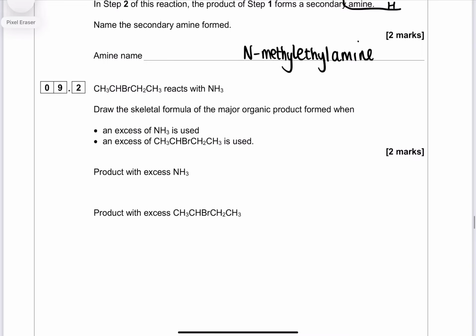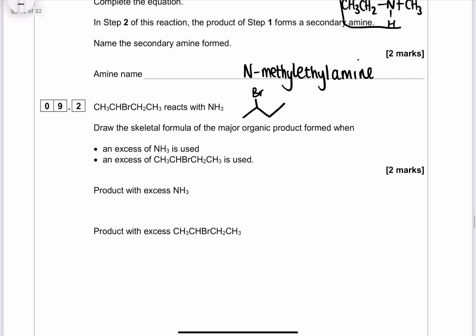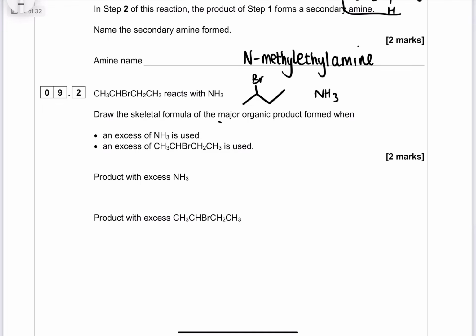CH3, CHBr, CH2, CH3, so 2-bromopropane, reacts with ammonia. Draw the skeletal formula of the major product when we use an excess of ammonia. When you use an excess of ammonia, further substitution is stopped and you just make the primary amine.